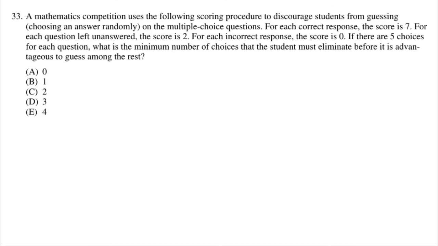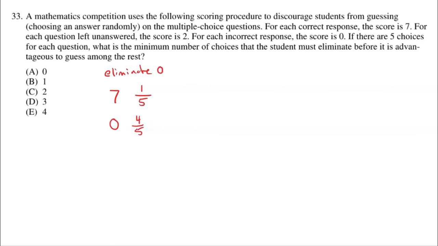Okay, so let's see here. This is a tough problem, so let's take it slowly. If they don't eliminate any choices, so eliminate 0, now the only way they're going to get 7 points, if they're guessing, is if they guess correctly, which is a 1/5 probability. Otherwise, they're going to get 0 points, and getting 0 points would be 4/5.